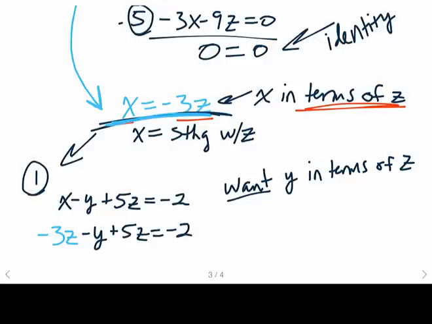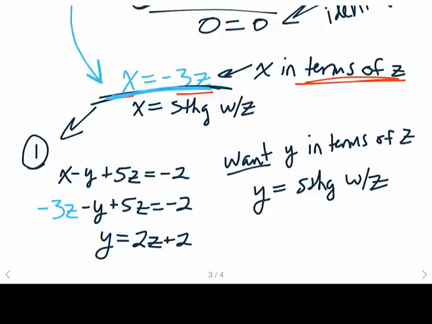And you notice now we have an equation that has only y and z in it. We want y in terms of z. In other words, what we want is y equals something with z. In other words, solve for y. Go ahead and do that, see what you get. And I get y equals 2z plus 2. So now I have an expression for x that depends on z. I have an expression for y that depends on z. And so for any particular value of z, we have x and y.